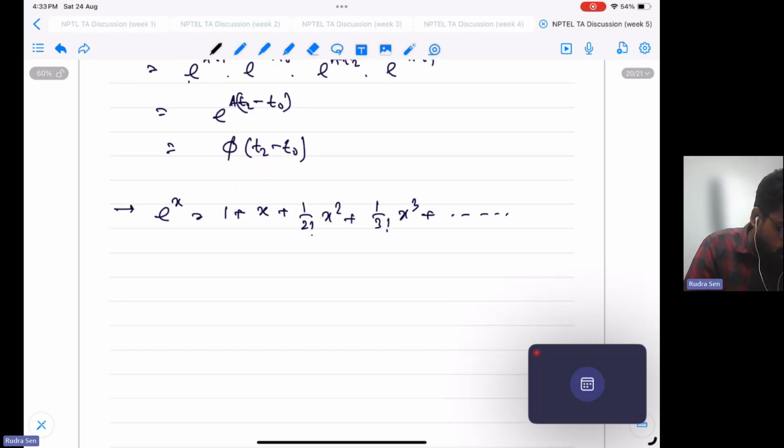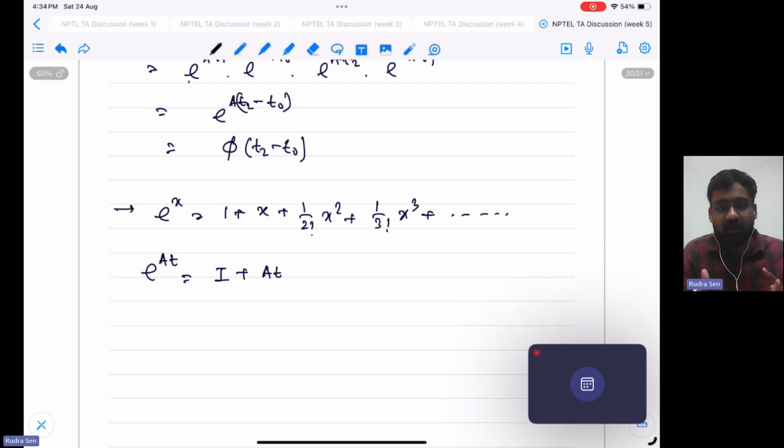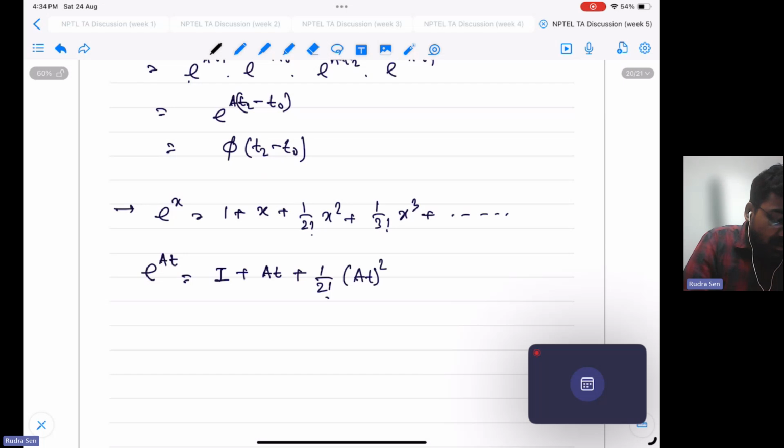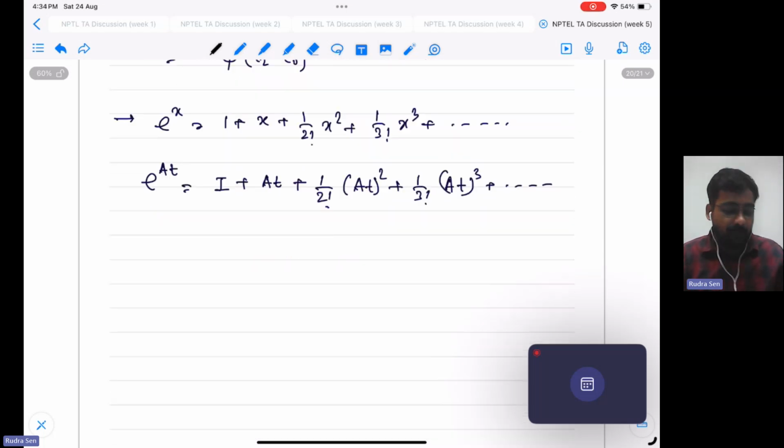Now here we will study the matrix exponential, that is e^(At). A is the matrix and t is the scalar term. So what is this? Instead of 1, it would be I + At. This is a matrix, because multiplying a matrix with a scalar is always a matrix, plus (1/2!)A²t² plus (1/3!)A³t³, and it will continue in that way.